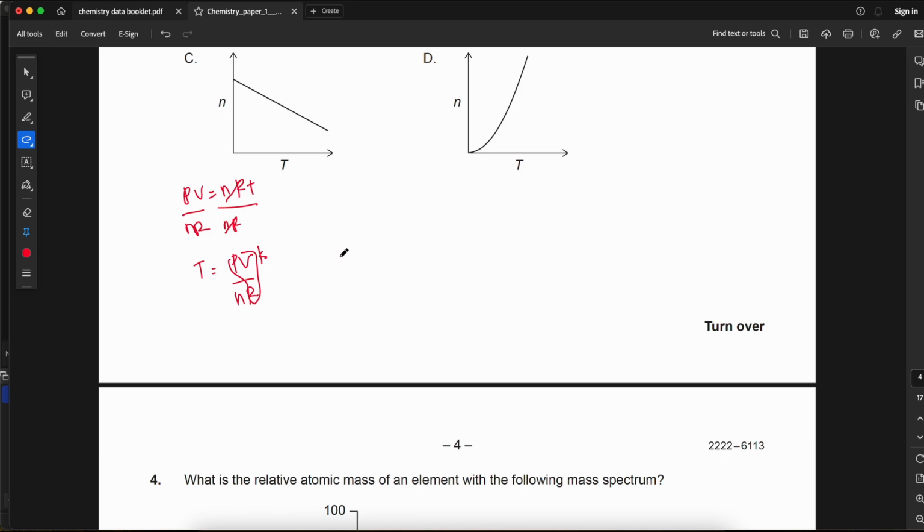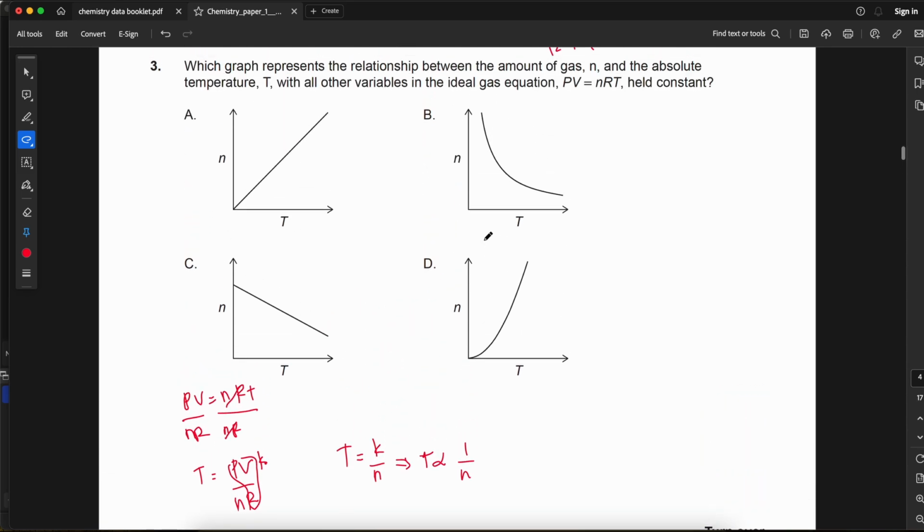All right, so T will be K divided by n, or T is inversely proportional to 1 over n. All right, so the graph will be B. T is inversely proportional to n.